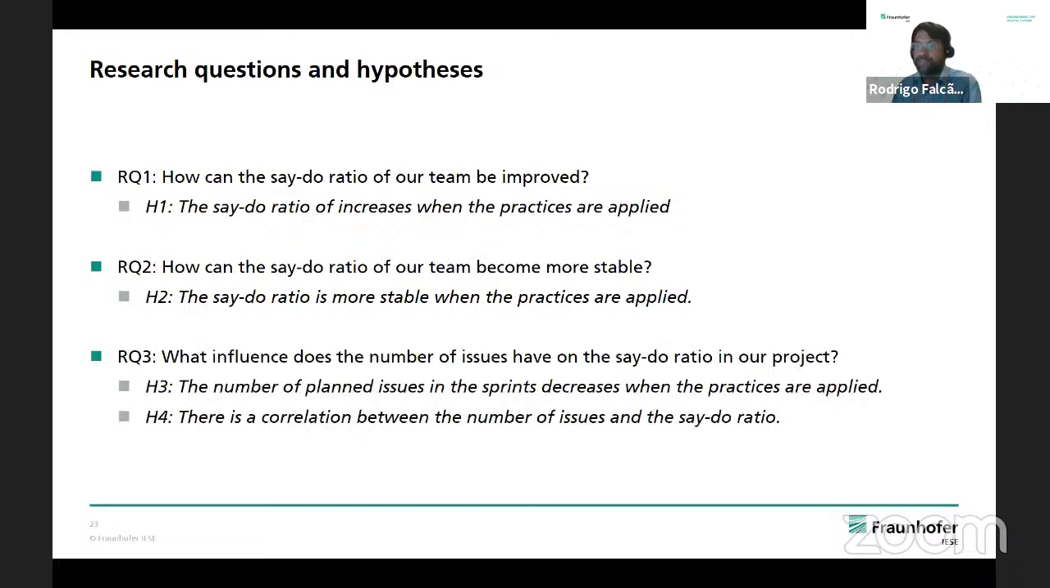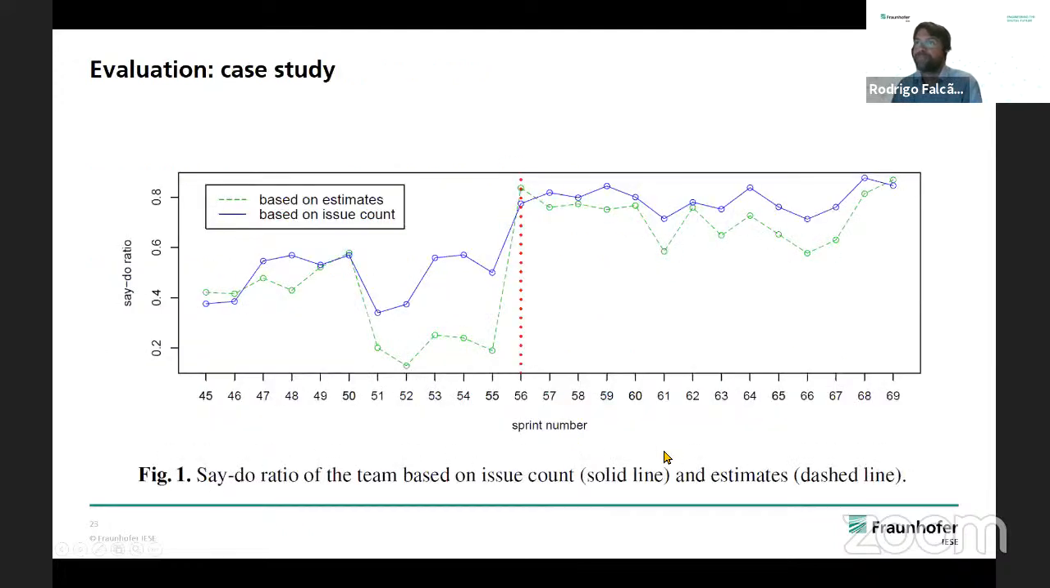those practices. And finally, we want to check whether there was an influence of the number of issues, I mean, the tickets, the items that we put in the sprint, on the say-do ratio. And for that, we checked whether there was a reduction in the number of issues and whether there was a correlation between the number of issues and the say-do ratio.